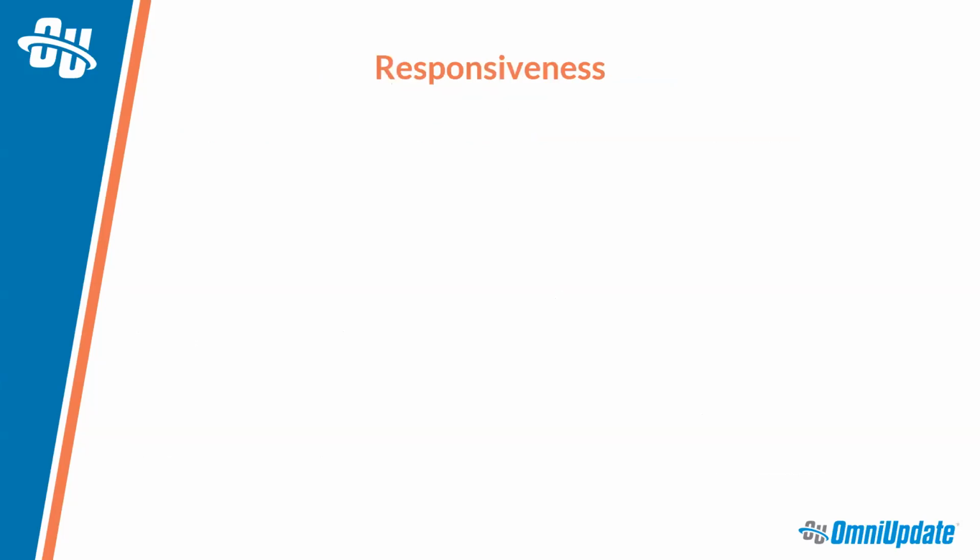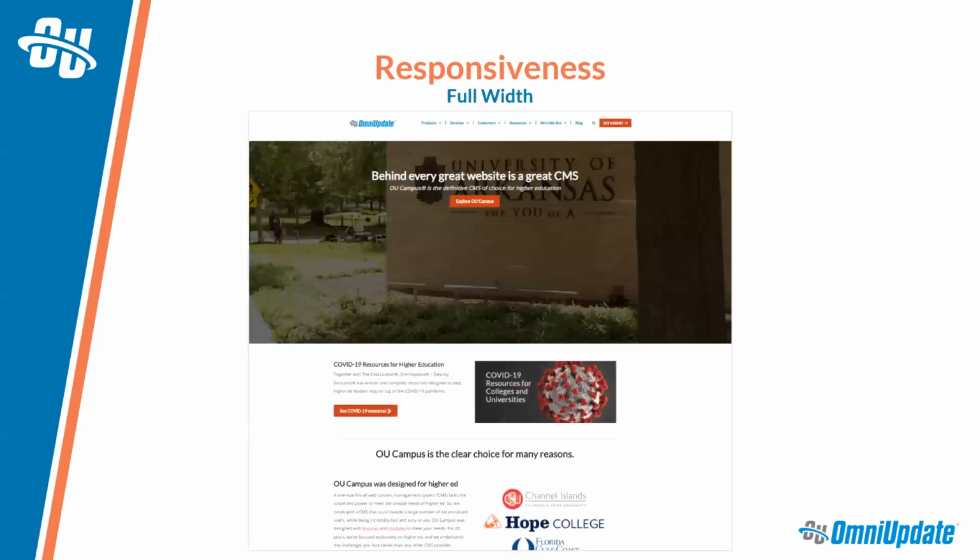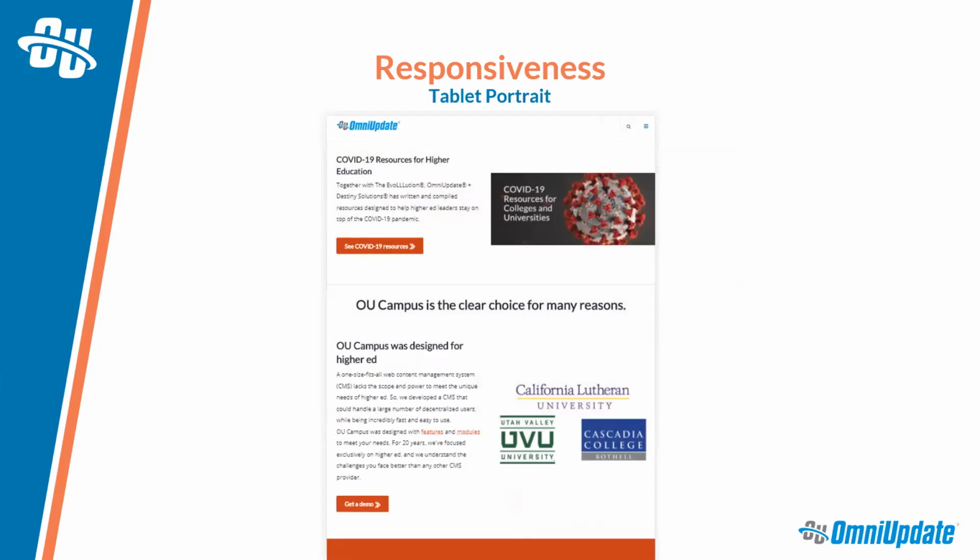I'm going to go over a couple of brief things before we get into the site. The first is responsiveness of your pages. Looking at, for example, the full width of our Omni Update site, this is what the site would look like if it were viewed from a typical laptop or desktop computer with a full width screen. But when this same site is viewed from a portrait tablet, we see that it will automatically update the view and the content and begin to create the hamburger menus that we see on the top right-hand side.